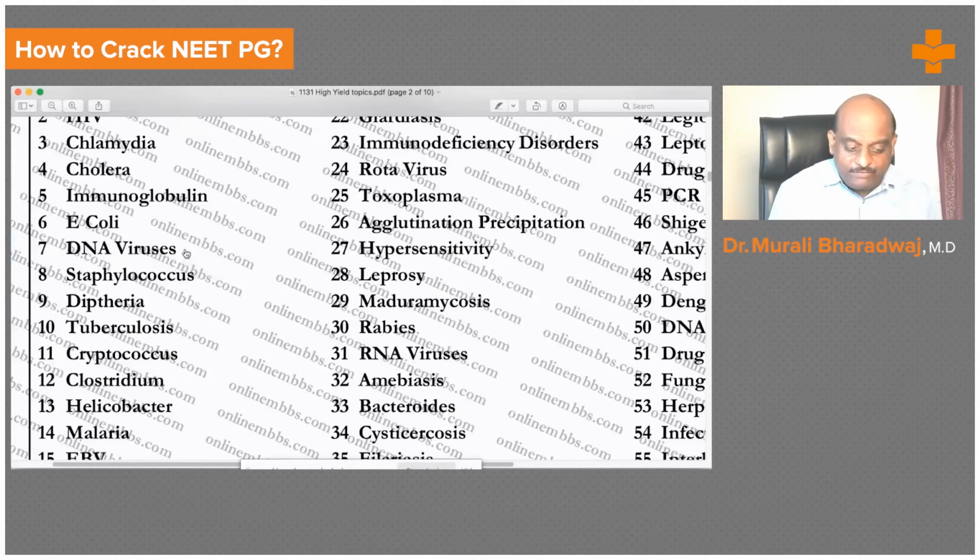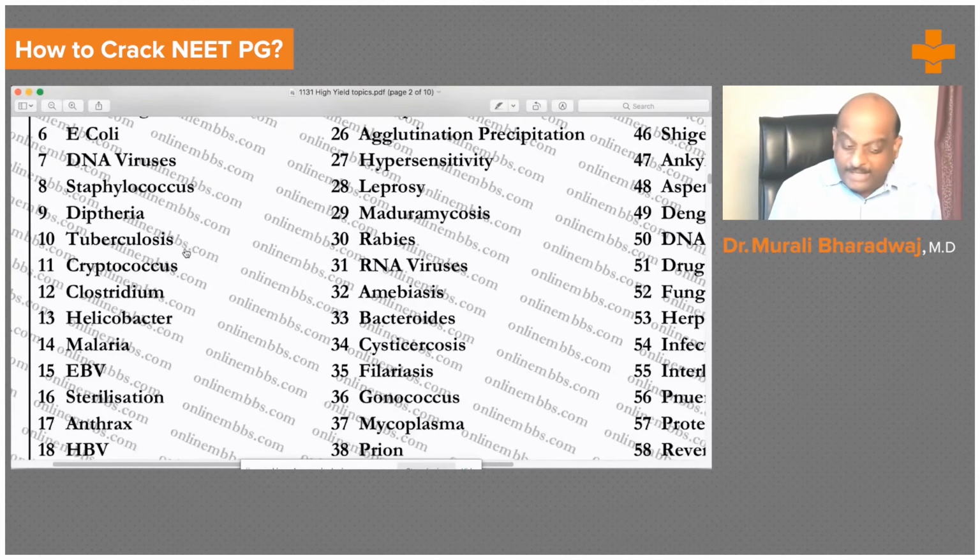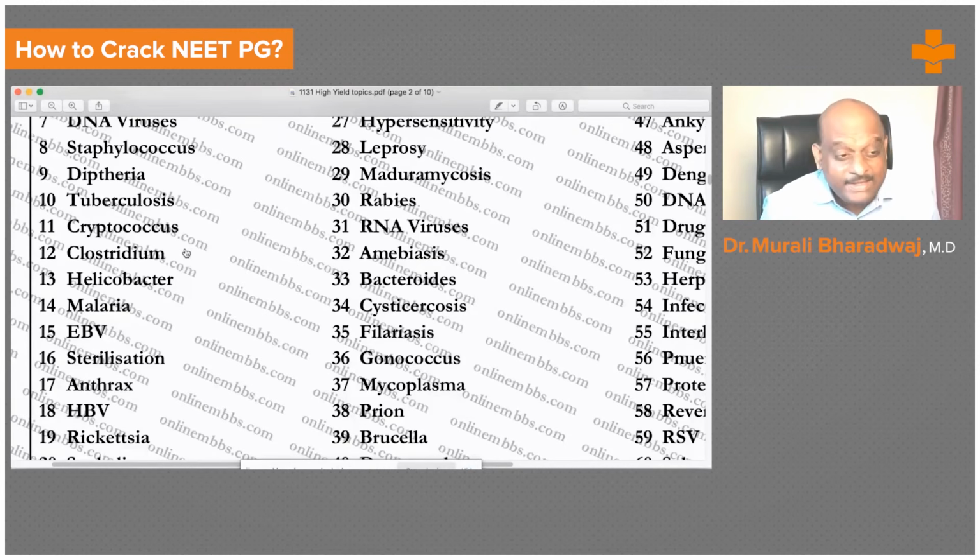Then DNA and RNA viruses, streptococci, diphtheria, TB. We are citizens of this country, where TB flows. So without a question on TB, there is no question paper.